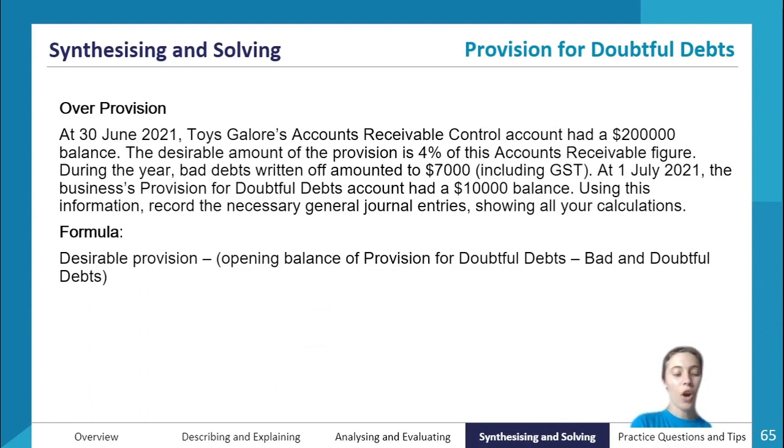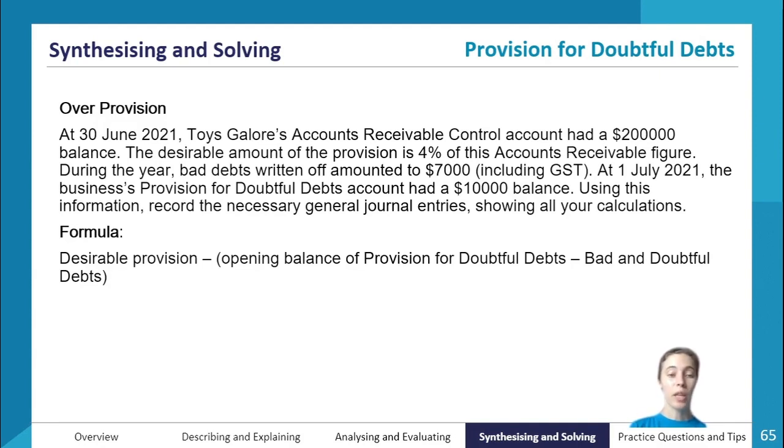Now let's have a look at an over provision. So on the 30th of June, Toys Galore's accounts receivable control, again, $200,000. And again, we've got 4% of accounts receivable, but during the year, bad debts written off amounted to $7,000. And the provision for doubtful debts had a $10,000 balance. So we can see this is an over provision because that provision for doubtful debts account is more than what the debts actually were. 10,000 is more than 7,000. So we've overestimated what our bad debts would be.